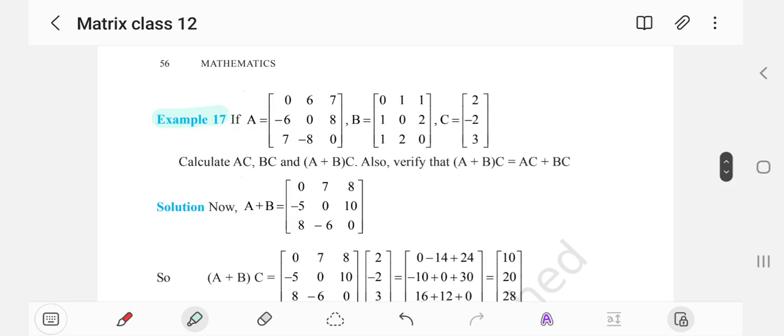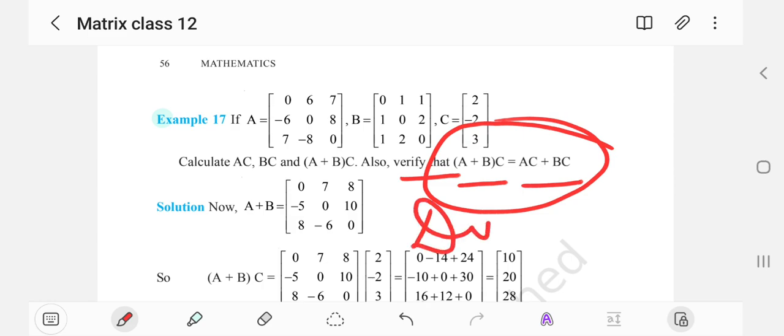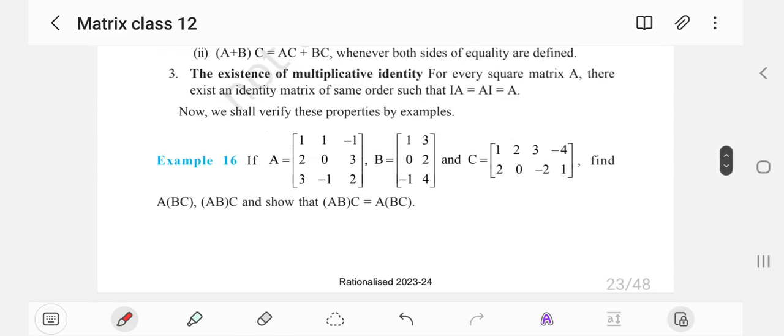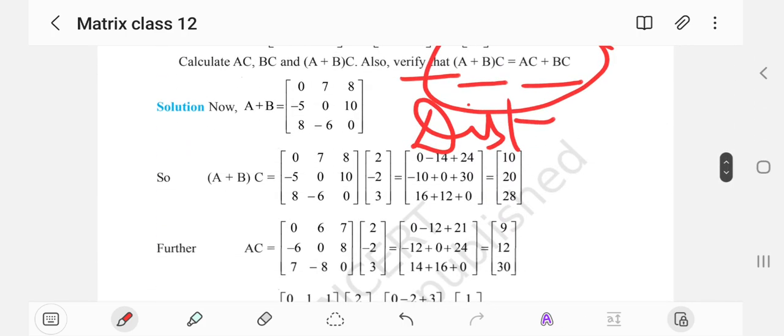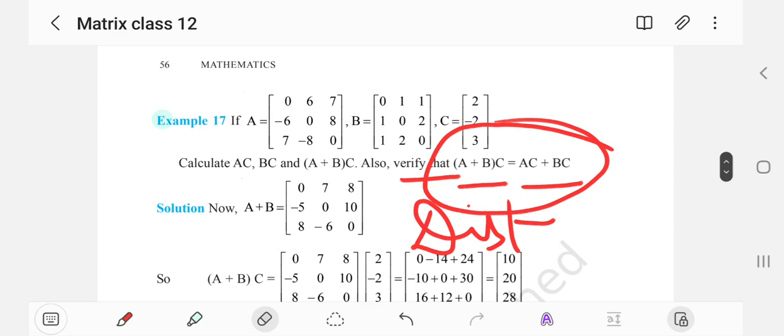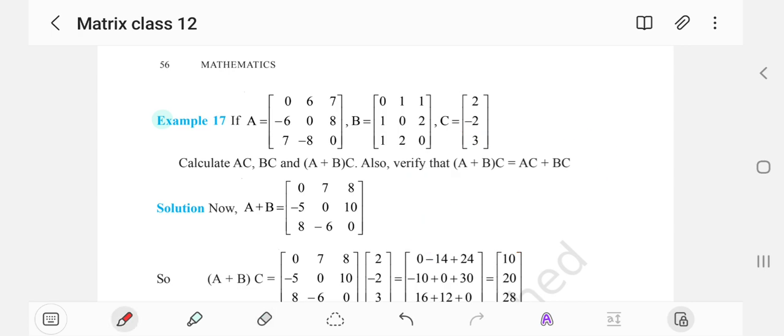Let's move ahead to example number 17. In this example again we are given A matrix, B matrix, C matrix. We have to calculate AC matrix, BC matrix and this matrix, all individually. Then we have to verify that this is equal to this. What is this verification? This is the verification of the distributive property, as I have shown you, right? This example is the verification of this distributive property. Again, it will definitely hold. Why? Because we know the multiplication of matrices follows the distributive law, so it will definitely hold.